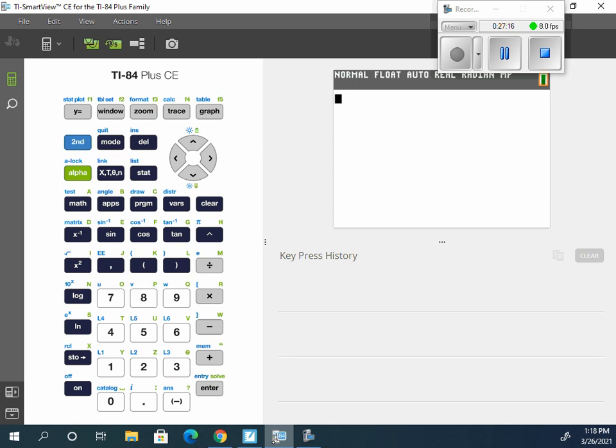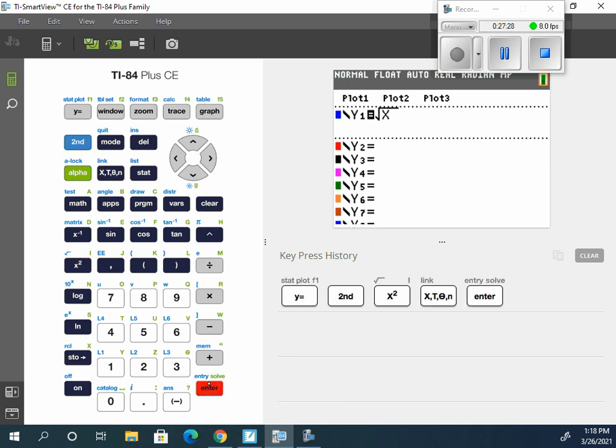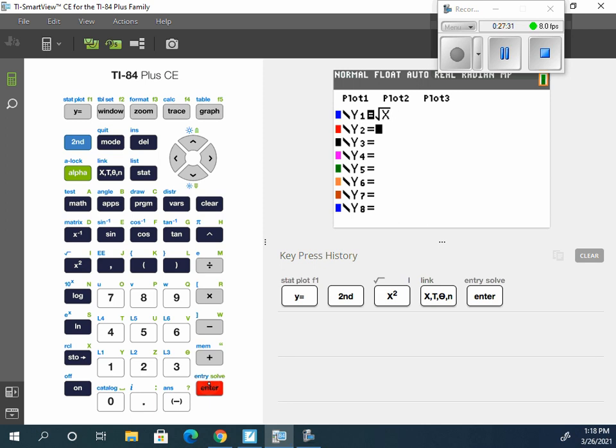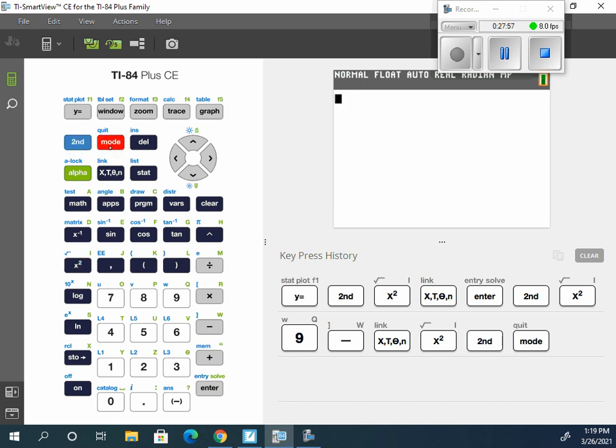So, what we're going to do is hit y equals. And for us here, f of x is the square root of x. So in y1, I'm going to go second square root of x. So I'm going to put the first equation in y1. Now the other equation is the square root of 9 minus x squared. So I put the first equation, or f of x, in y1, and put g of x in y2. And once you get this typed in, we'll go second quick.